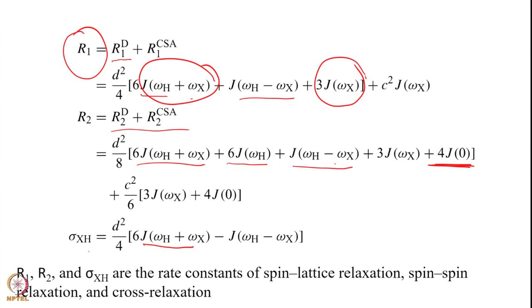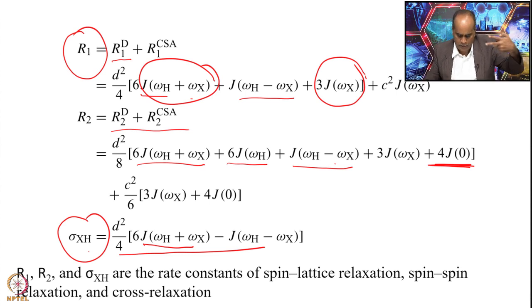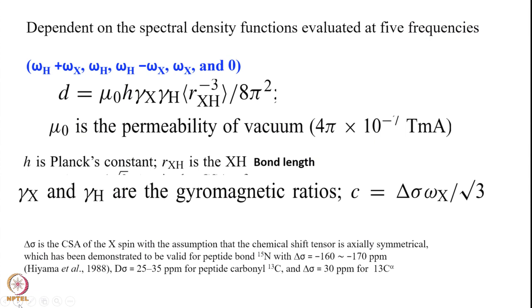So R1, R2 and sigma XH are the rate constants for spin-lattice relaxation as well as spin-spin relaxation, and this one is cross relaxation, right, how the H and X spin cross relax with each other, that is given by sigma XH. So now we can see that these simple relaxation parameters, the individual R1 and R2, spin-spin and spin-lattice relaxation, can be given by the spectral density function of the individual spins X and H, their joint frequency, their difference frequency and the zero frequency. So in terms of these spectral density functions, we can explain our R1 and R2.